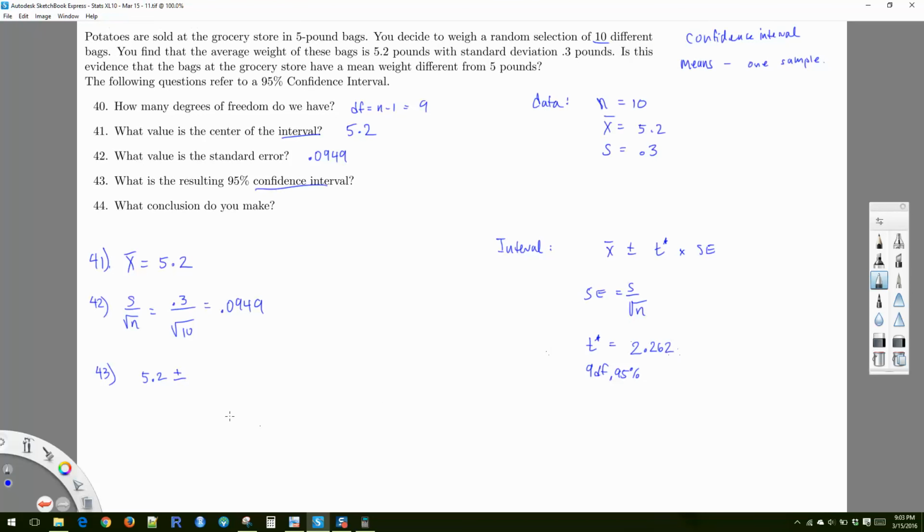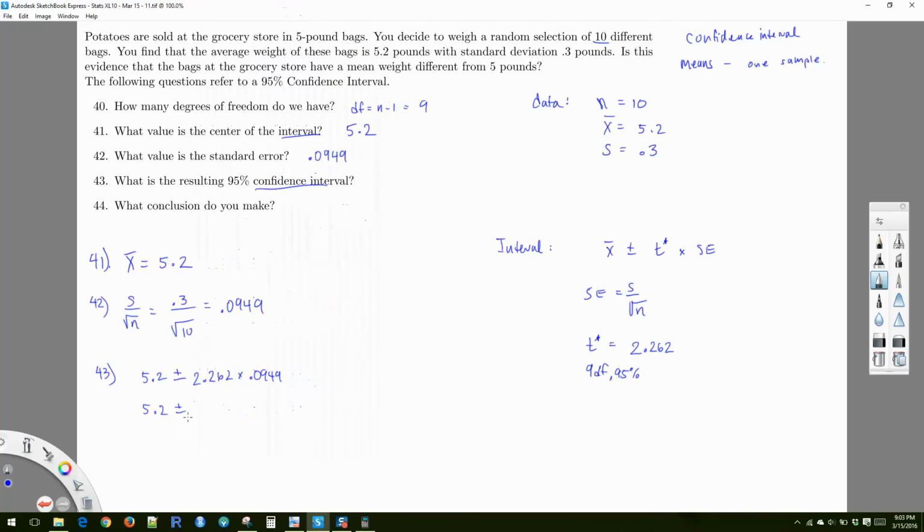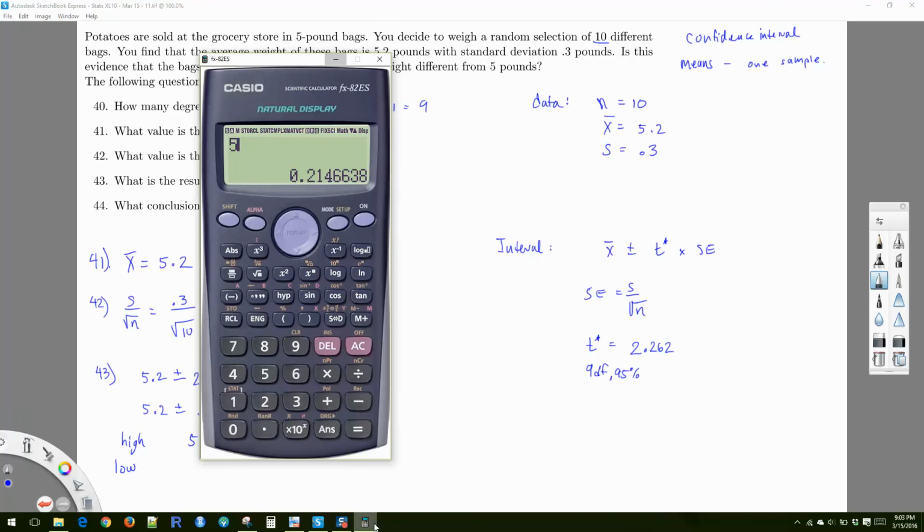I think we saw this guy earlier today. 2.262 times our standard error of 0.0949. So I got 5.2 plus or minus 0.2146, or 0.215. We'll just round it off there. So on the high, I have 5.415, and on the low, I have 5.2 minus 0.215, 4.985.